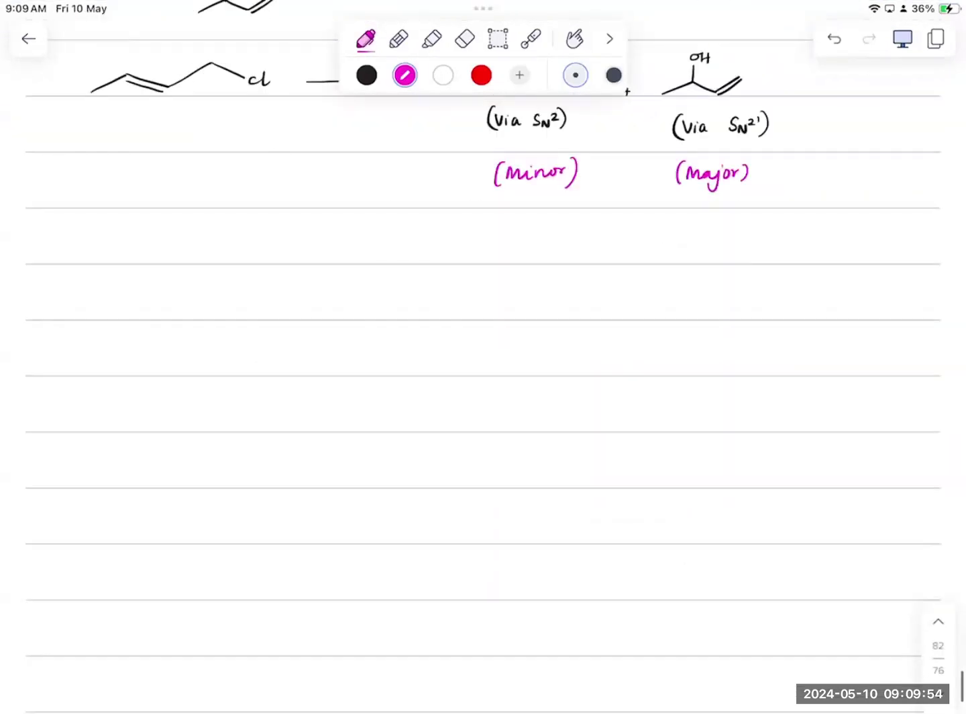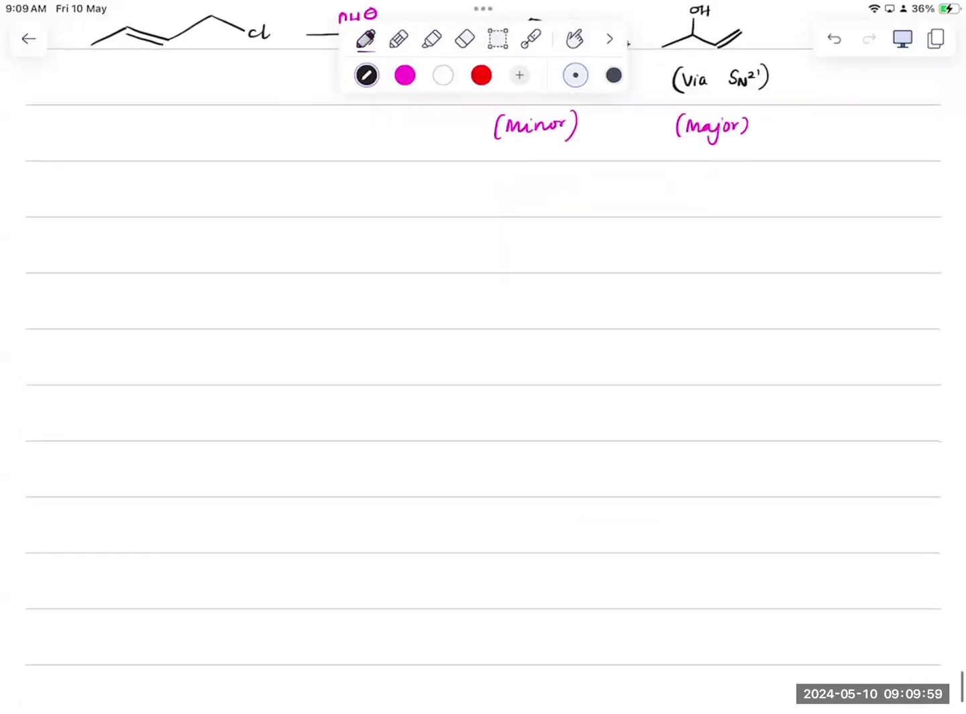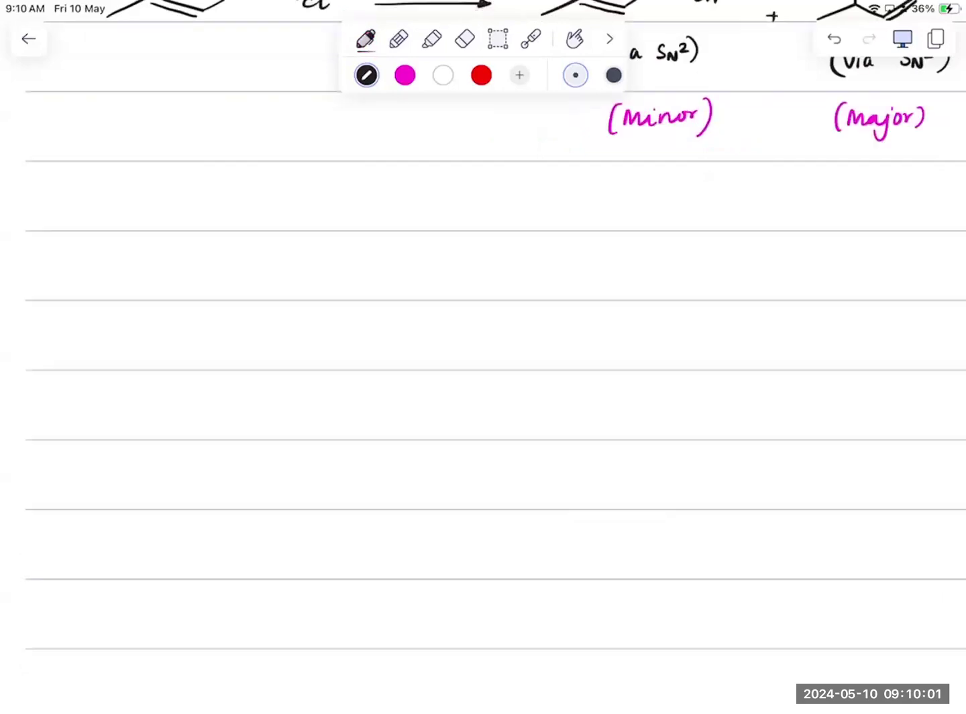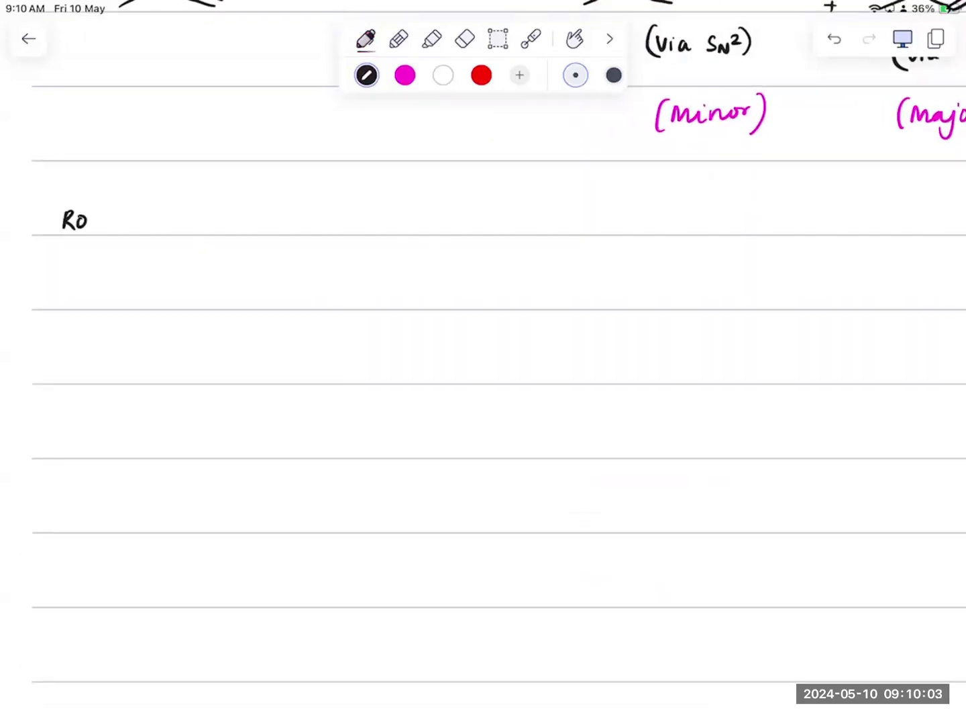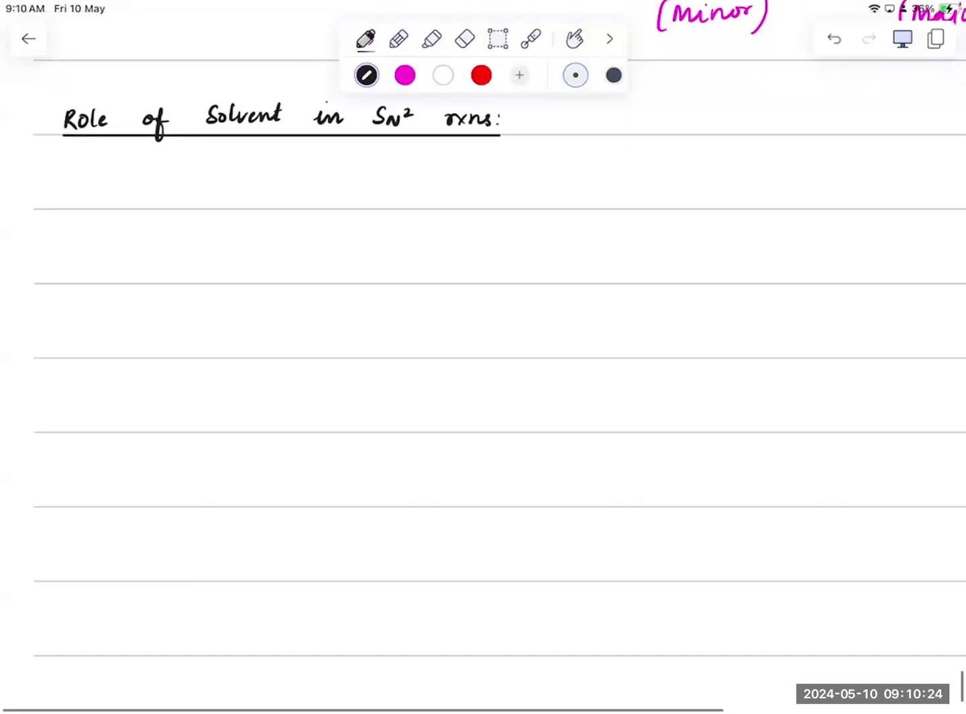Right. Next question that could be asked here, other than allylic, is about the role of solvent in SN2 reactions. Role of solvent in SN2 reactions. Okay. This is one very standard question that you will always get in exam. Learn this carefully, everybody.